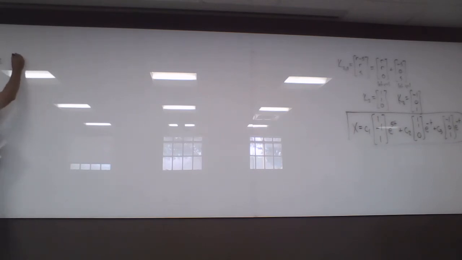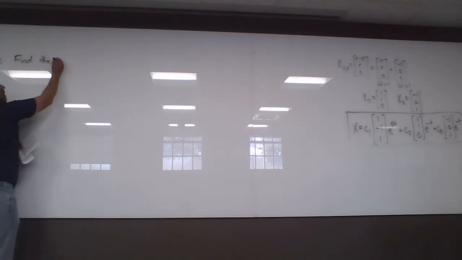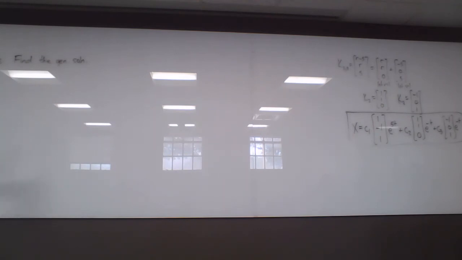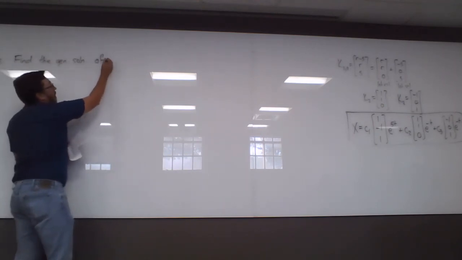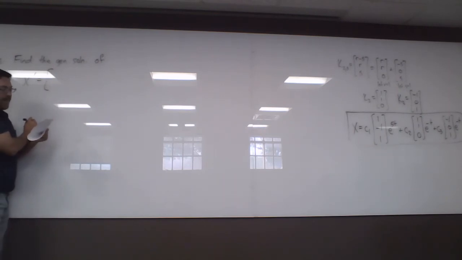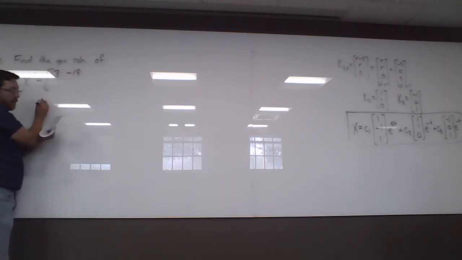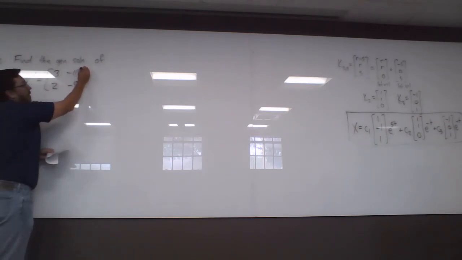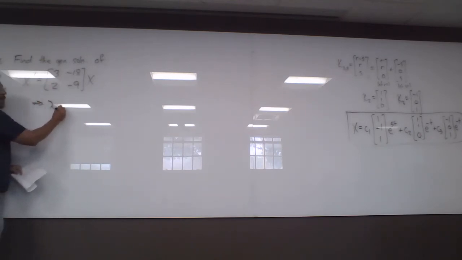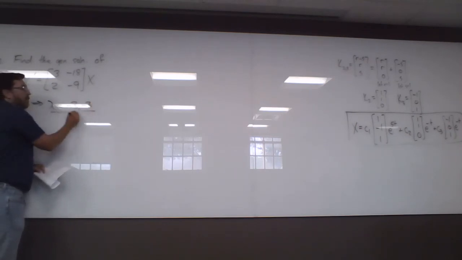But let's say I want to find the general solution of the homogeneous system of equations x prime equal to, we'll have the matrix A is going to be 3, negative 18, and 2, negative 9, and then times our vector x. If I find the eigenvalues for this, I get a repeated root of negative 3.